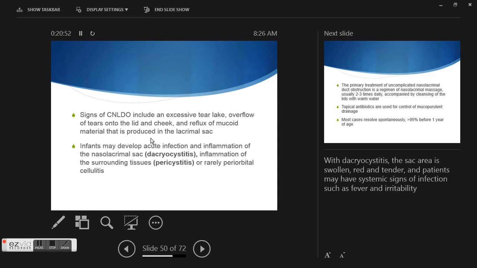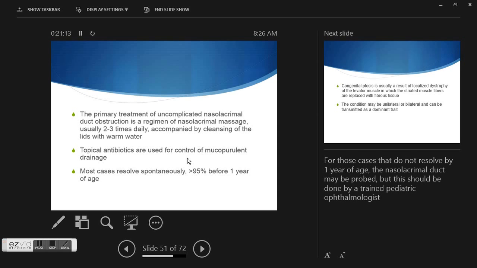Infants can develop an acute infection and inflammation of the nasolacrimal sac known as dacryocystitis, inflammation of the surrounding tissue, pericystitis, or rarely periorbital cellulitis. And with dacryocystitis, the sac area is swollen, red, and tender, and patients often will have systemic signs of infection such as fever and irritability.